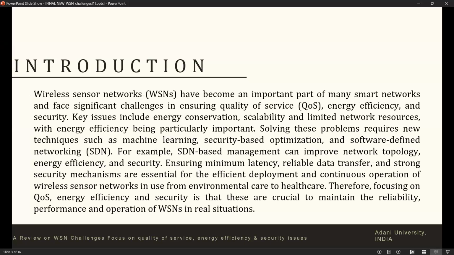Wireless sensor networks are critical for smart systems but face significant challenges in quality of service, energy efficiency, and security. We need new techniques like machine learning and software-defined networking, known as SDN, to address these issues. Ensuring low delay, reliable data transfer, and strong security is vital for the efficient deployment and operation of wireless sensor networks in various fields, from environmental monitoring to healthcare. Therefore, focusing on these is essential to maintain reliability and performance in real-world applications.